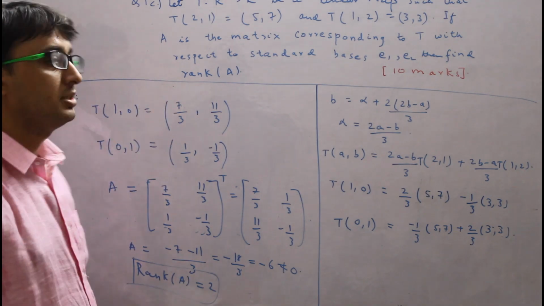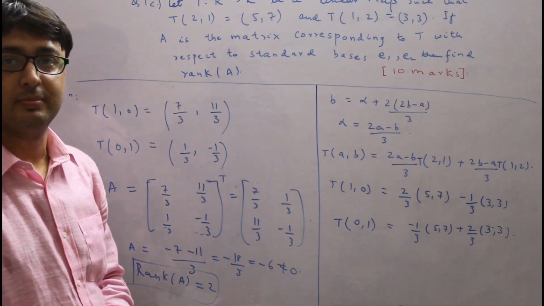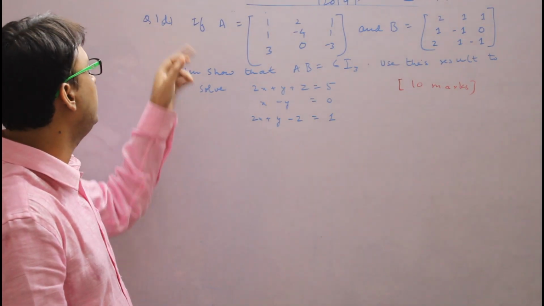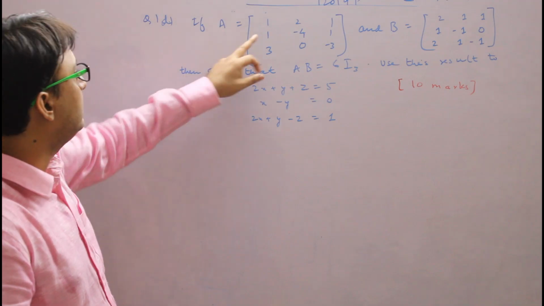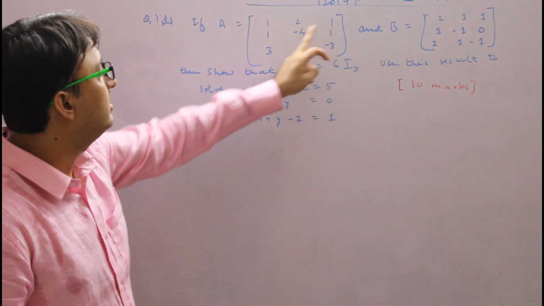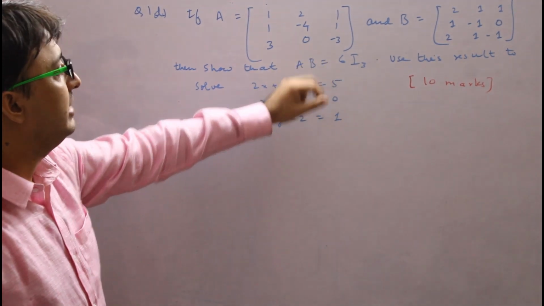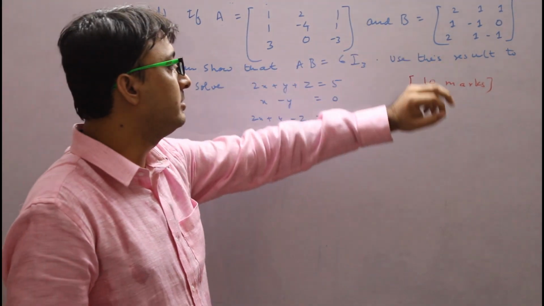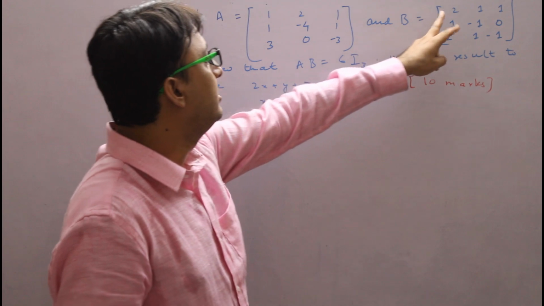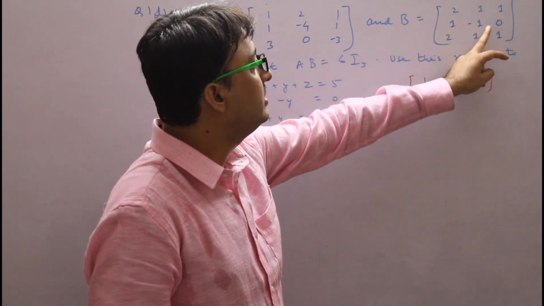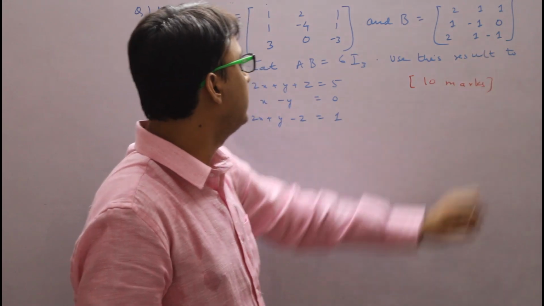Now I will take the next question. This is question number 1D. If A is equal to the matrix with rows (1, 2, 1), (1, minus 4, 1), (3, 0, minus 3). This is a 3 cross 3 matrix. And similarly B is also a 3 cross 3 matrix, where the value of B is (2, 1, 1), (1, minus 1, 0), (2, 1, minus 1).